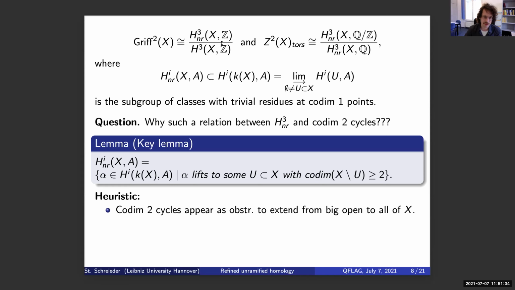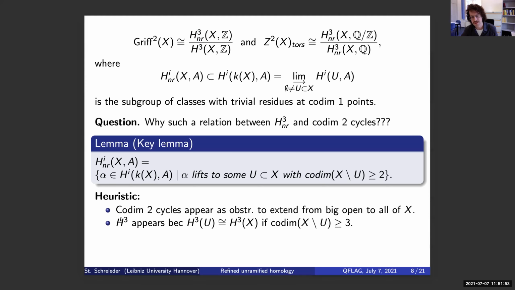So the claim is that if you start with an unramified class here, it lives on a big open subset. If you ask whether it extends to all of X, you get an obstruction which is exactly a codimension 2 cycle. And the H3 here appears because H3 has the special property that if you have a class on a big open subset whose complement contains no divisors and no codimension 2 subsets, then the class extends to all of X. So if you want to extend from a big open subset to all of X, all you have to do is kill the obstruction in codimension 2.